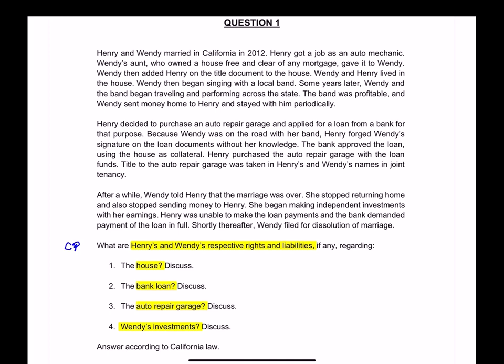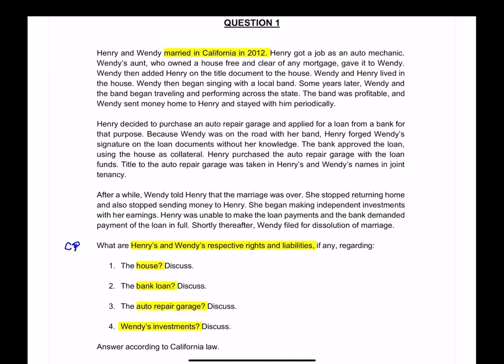And for each of these items, I'm going to need to discuss the original source of the property or the loan, and then discuss any transformation that's happened that might affect the source of the property or the loan, and come to a conclusion about who has rights or is liable for that property or loan. Okay, so let's see what they've given us. Henry and Wendy married in California in 2012, so they're telling you quasi-community property is not an issue. Henry got a job as an auto mechanic.